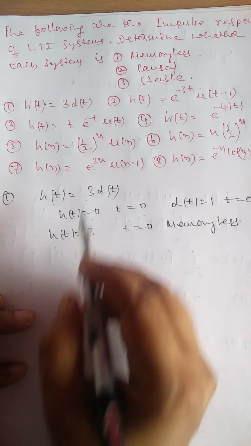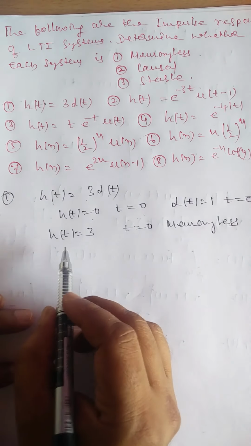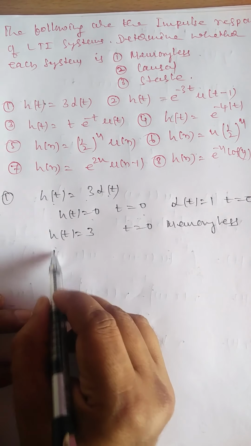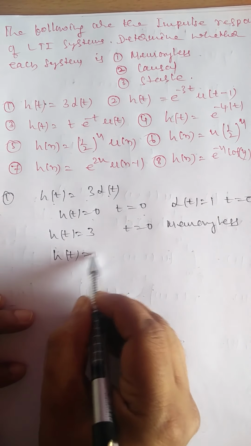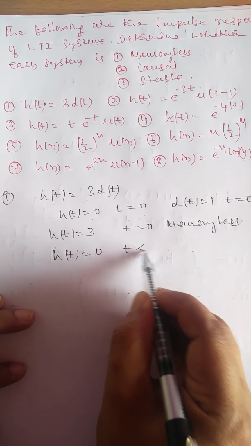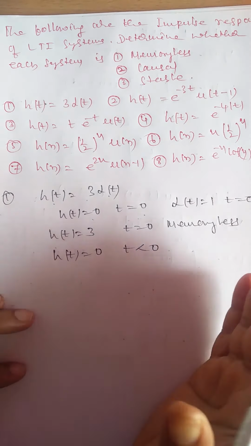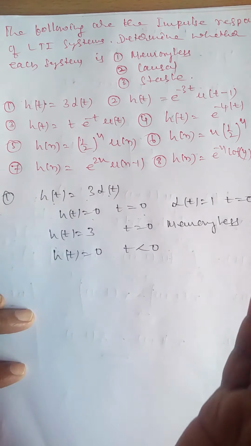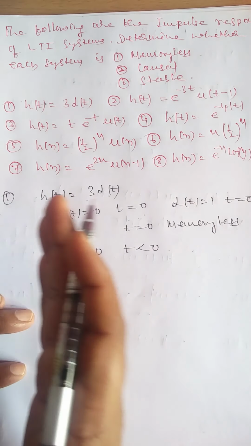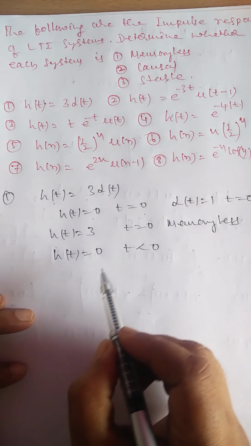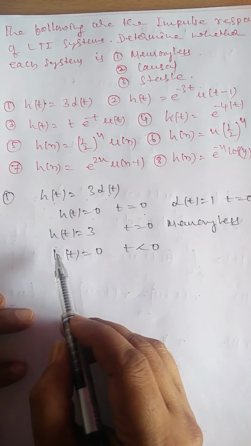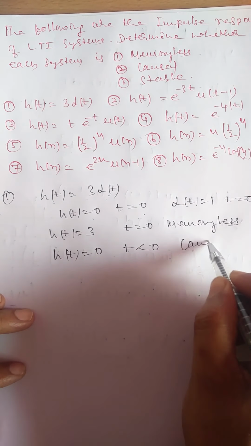Next, to say whether it is causal or non-causal, any system is said to be causal if it satisfies the condition h of t is equal to 0 when t is less than 0. That means the impulse response of that system should not exist on the left hand side. Here it exists only at 0, and the system is said to be causal.